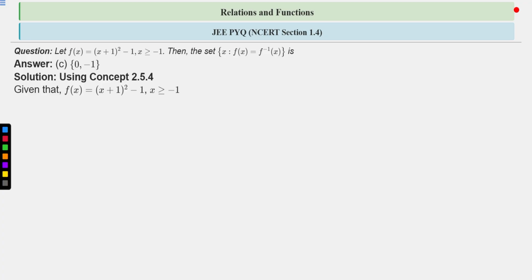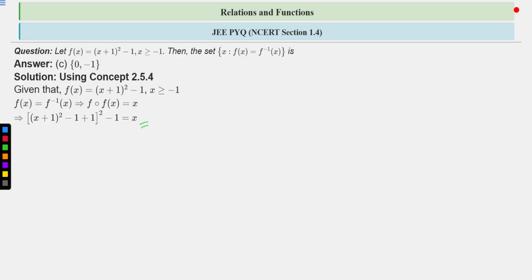Given that f(x) = (x+1)² − 1 when x is greater than or equal to −1. Now f(x) = f inverse x, so f(x) = f(f inverse x)... this implies f(f(x)) = x. We can say that f(f(x)) = x. Clear? So ((x+1)² − 1 + 1)² − 1 will be equal to x. F(f(x)), when we calculate it, is equal to x.